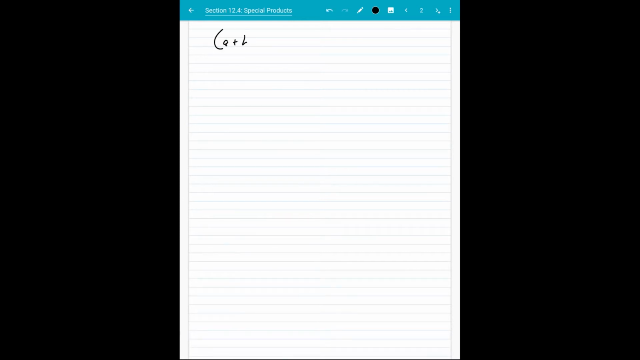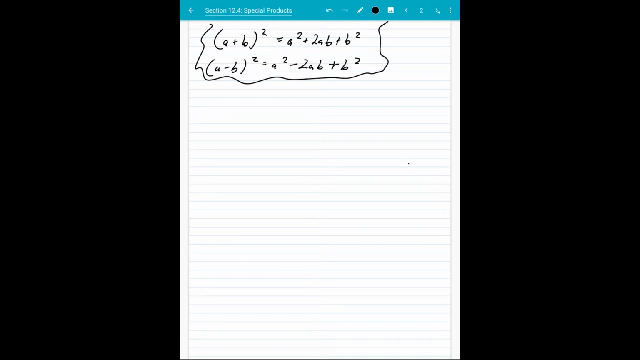We have a plus b squared. This is a formula. This makes a squared plus 2ab plus b squared. And if I have a minus b squared, that would make a squared minus 2ab plus b squared. I'm going to explain this in a sec, how to use it. Let's learn by example. So these are some of the special product rules. Let's do example 5. So for a, it's saying to do t plus 2 squared.